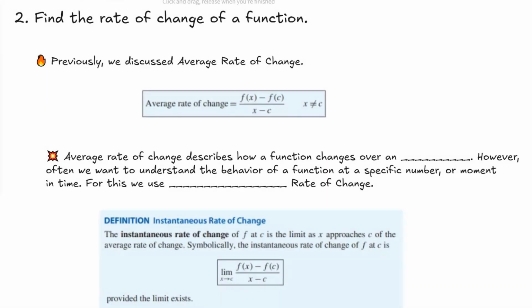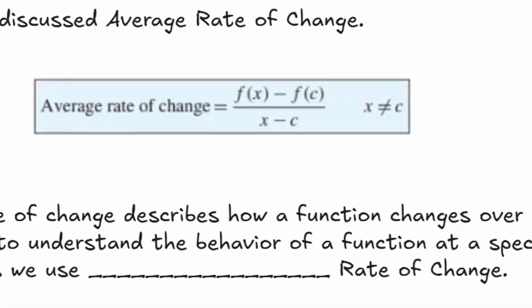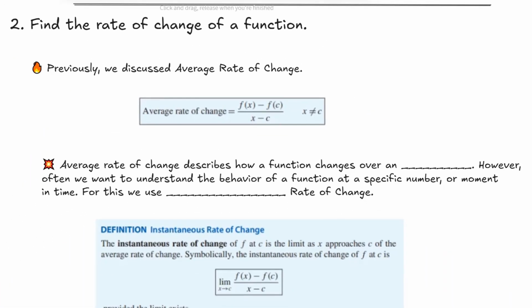We want to talk about finding the rate of change of a function. Now, before we talked about the average rate of change of a function, which is just f of x minus f of c over x minus c. Now, this might look very familiar to what we just talked about, which is the slope of the secant line. This is just function notation for the slope between 2 points. You can think of this as y2 minus y1 over x2 minus x1.